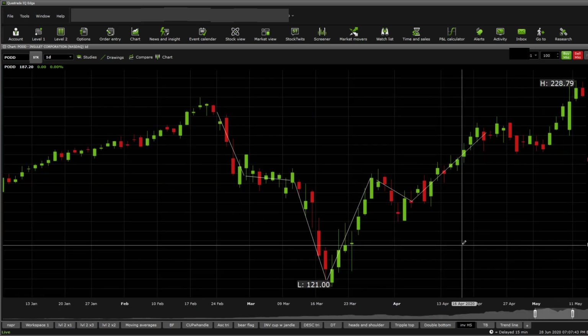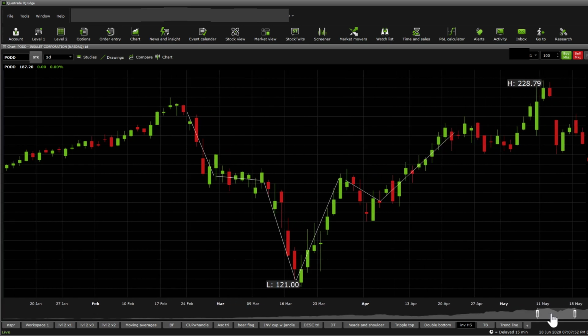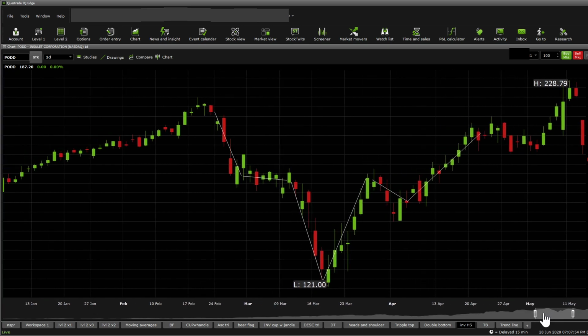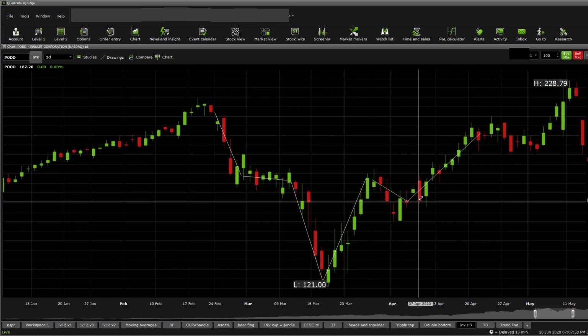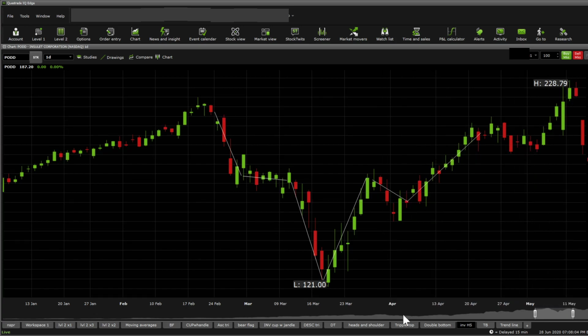This is an inverse head and shoulder. So the head and shoulder is a bearish reversal pattern. The inverse head and shoulder is a bullish reversal pattern. And you get to see that it does actually run to 228 from 121. And then let's say if you were around somewhere here and you're starting to see a trend, you still got quite a bit from 160 to 230.